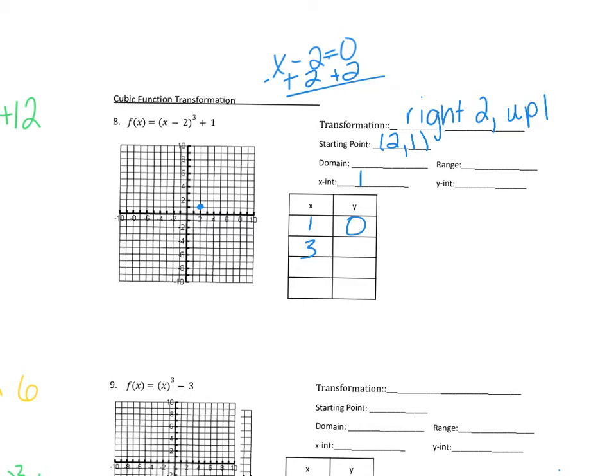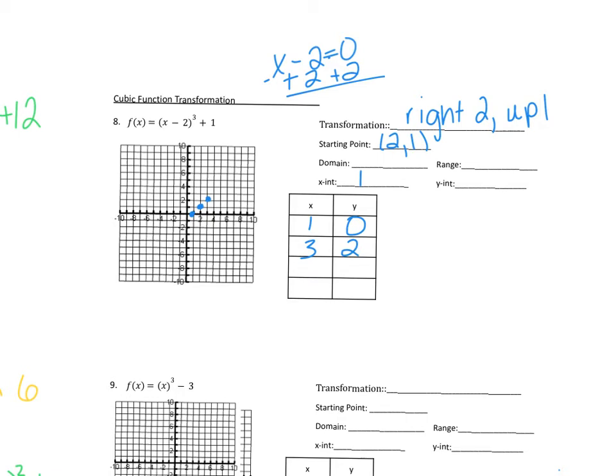So 1, 0. Now I can assume that it's going to be up 1 over 1 here. So I'm going to do 3 minus 2 is 1. 1 cubed is 1. And so this 1 plus 1 is 2. So 3, 2. So I know that's what's going to happen.